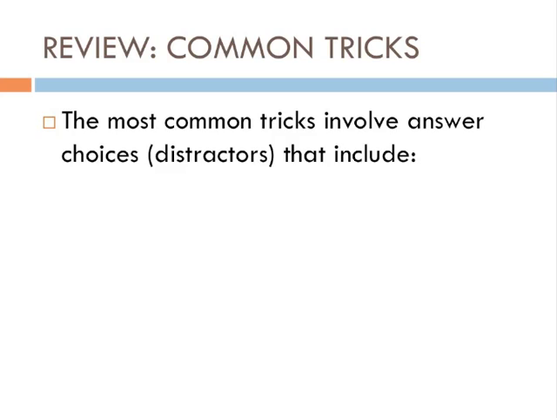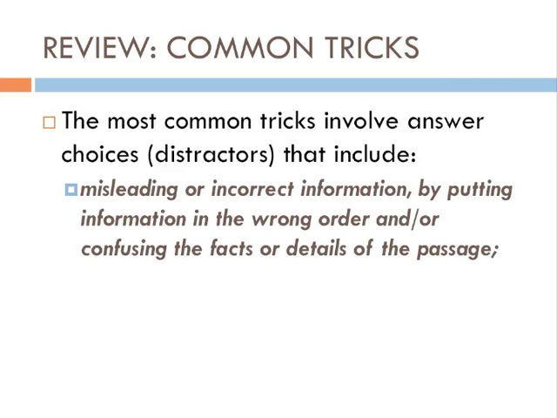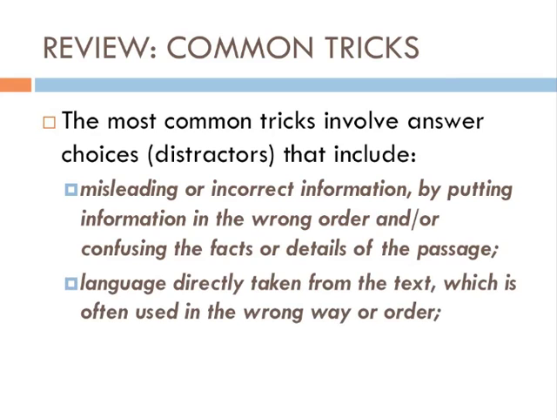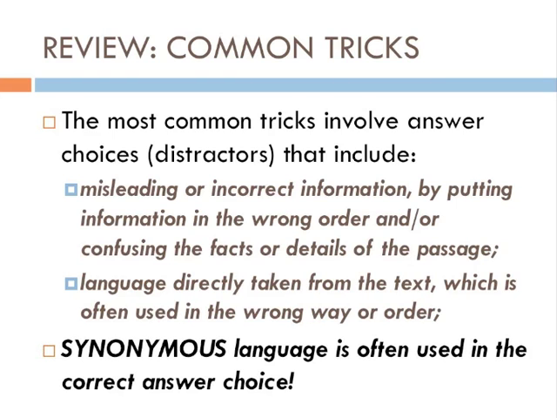Now, some tricks that we noticed were common throughout the test, especially involving answer choices or those distractors that have misleading or incorrect information, by putting information in the wrong order and or confusing the facts or details of the passage. We also noticed that one of the tricks the test liked to use was using language that was directly taken from the text, which is often used in the wrong way or order. So again, this was usually a trick that we would see. But keep in mind that in the answer choice, especially the correct answer choice, we often would see synonymous language, not direct language. So this is another trick, so to speak. When we're looking for the answer choice, it's usually going to be the one that says basically the same thing, but in a different way.